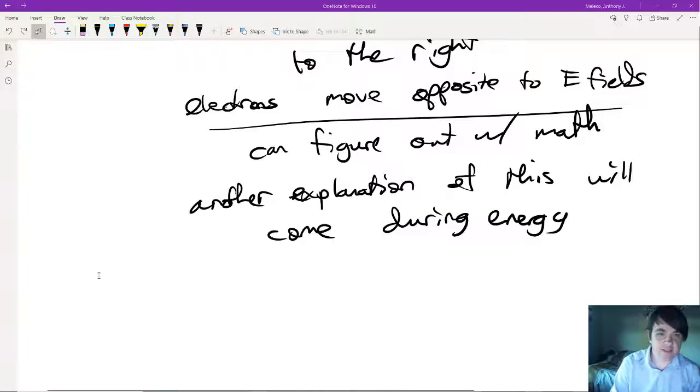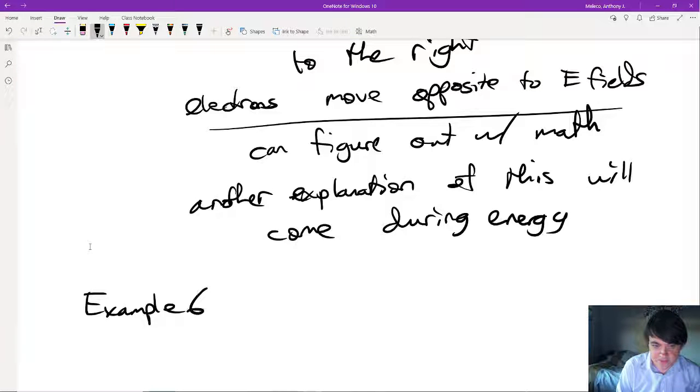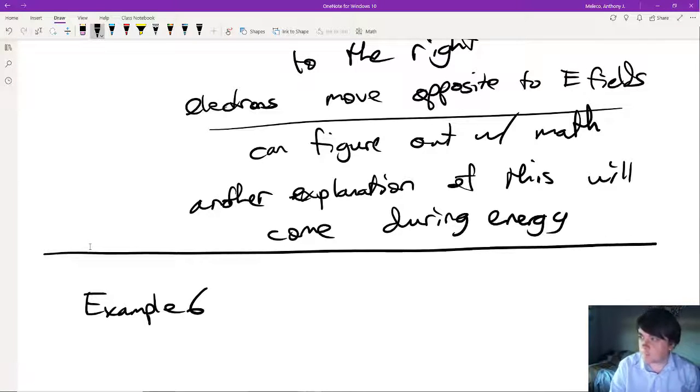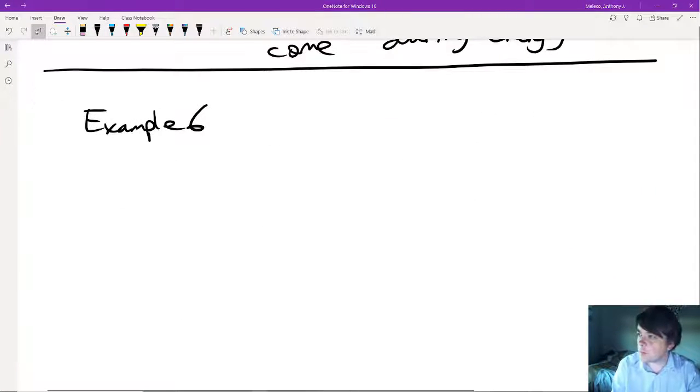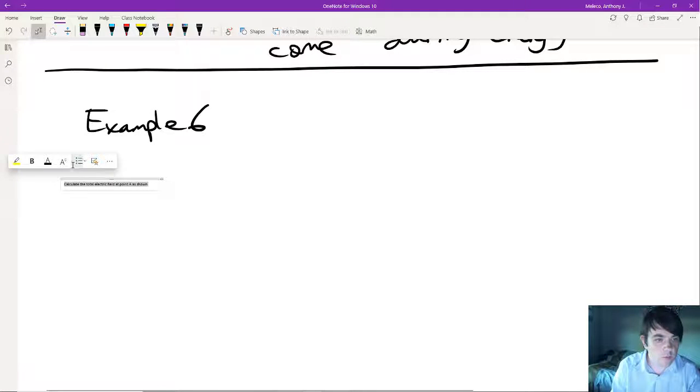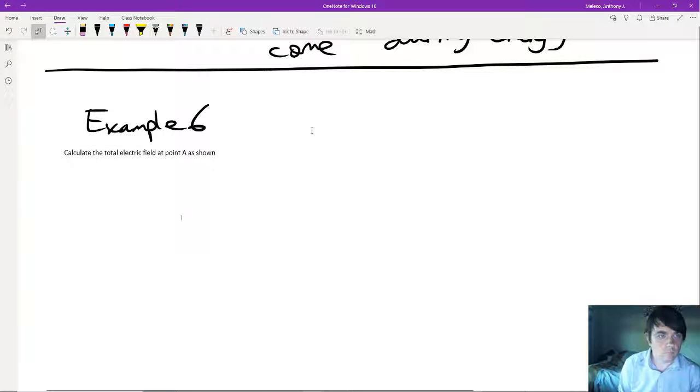So that's that example. Let's do this next example, example 6 now. For this example, we want to calculate, and it's a very short question because it's giving you the picture, the total electric field at point A as shown. So let's go ahead and draw this.